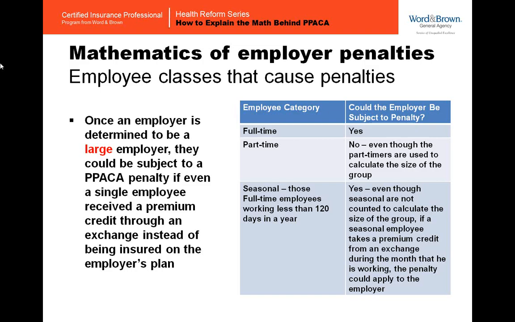Could the employer be penalized if his full-time people don't have coverage or have sufficient coverage? Yes, he could be. Doesn't mean he will be. Says he could be. But here's the trick. While seasonal people, those full-time employees who work less than 120 days in a year, while those seasonal people are not counted to determine the group size, they are used to determine the total penalties that an employer will pay.